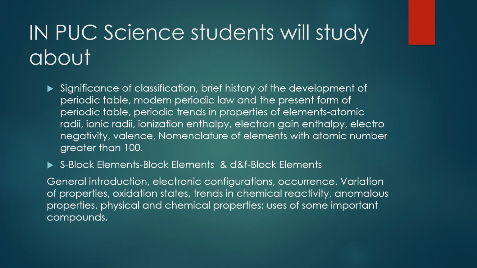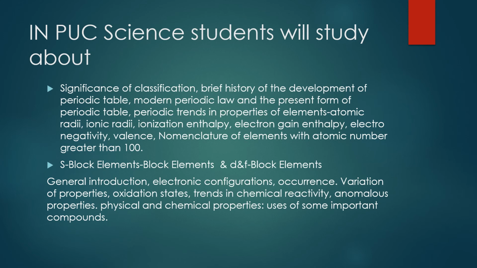Then periodic trends in properties: it may be the size of the atom, or the enthalpy of removal of an electron, the energy required. Electron gain enthalpy is there, and electronegativity is the electron attracting tendency of an atom. Valency is nothing but the combining capacity of the element. So these concepts we study very briefly in first PUC.